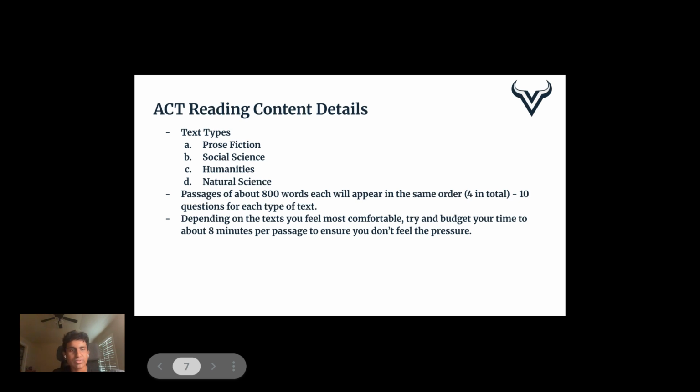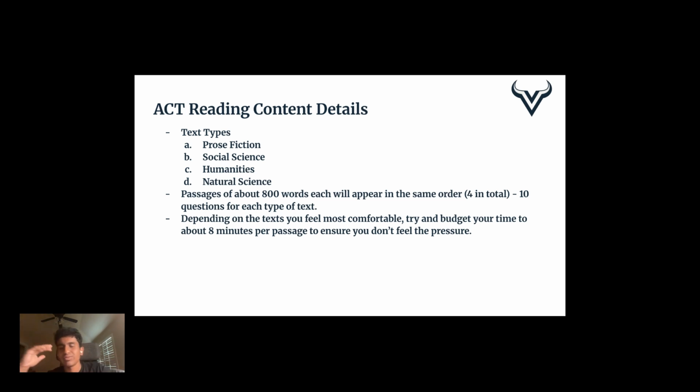So let's go over some of the content details. There are four types of passages you'll always see: prose fiction, social science, humanities, and natural science. Passages of about 800 words will appear in the same order. For the paper ACT, there are 10 questions for each type of text. For digital, it's 9.